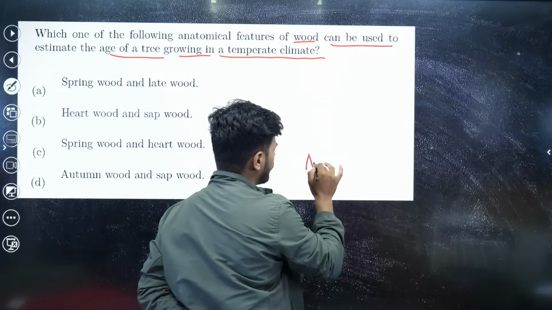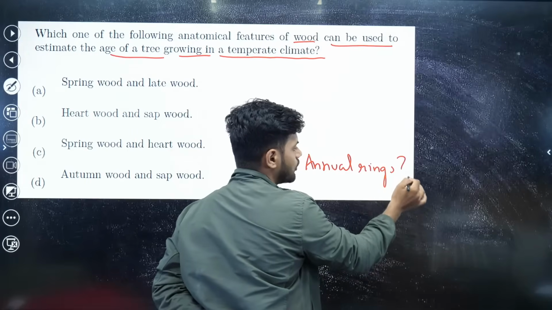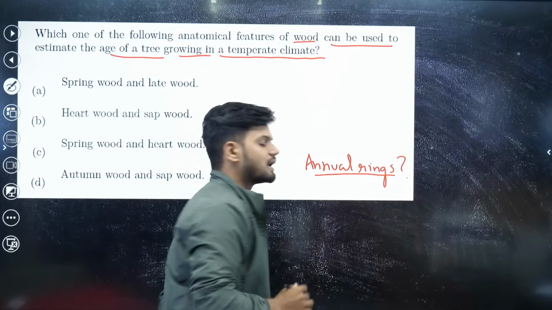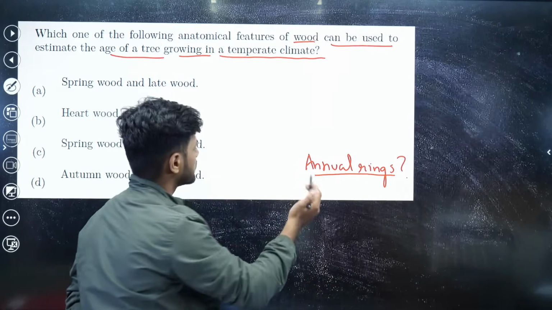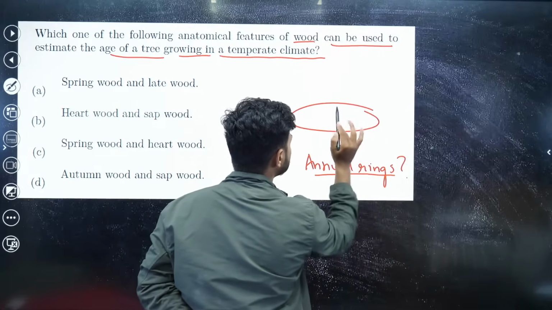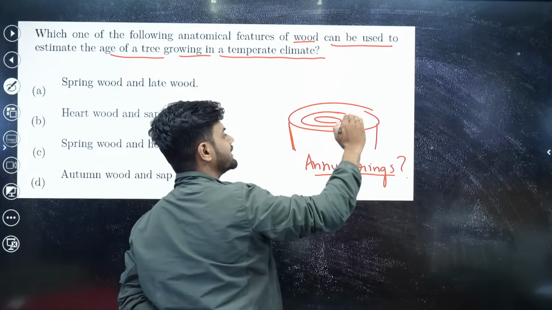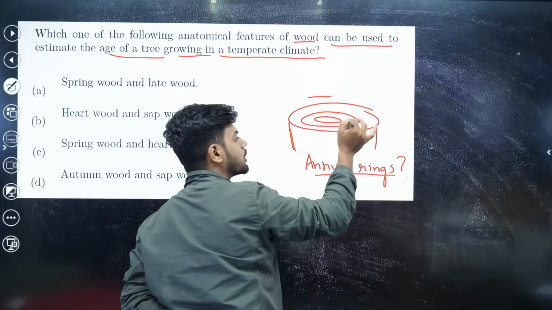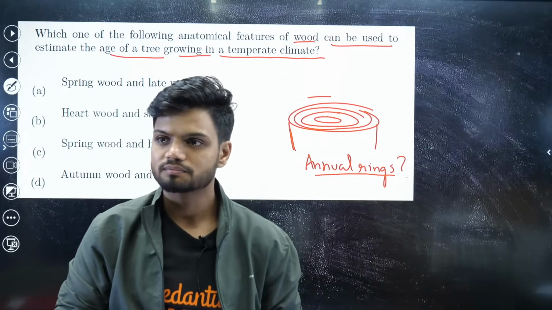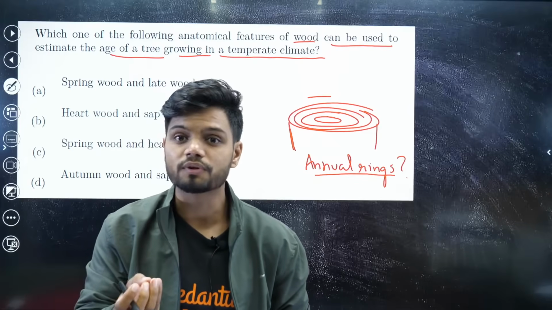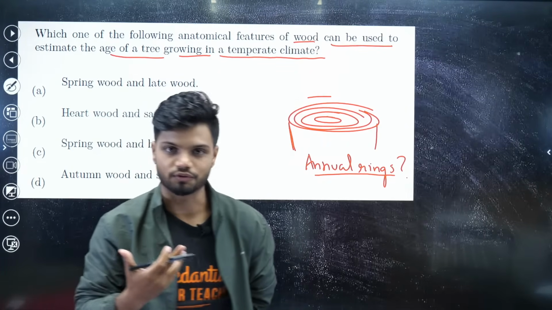How many of you know something called annual rings? Do you know when you cut a tree open, you will see some rings like this. Imagine if this is a tree and you're cutting open the tree, and inside the middle trunk you will see some ring-like structures. Have you seen number of rings? By looking at the bark, you cannot tell the age of a tree.